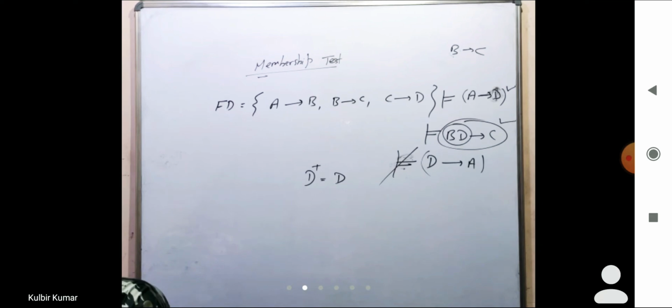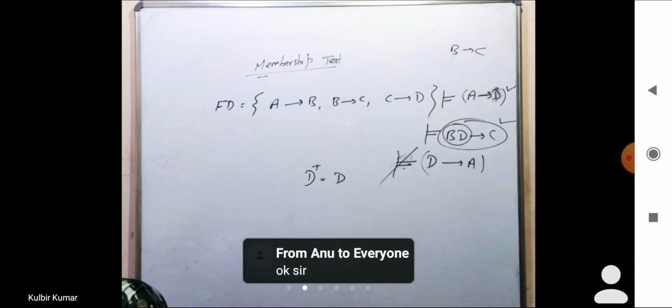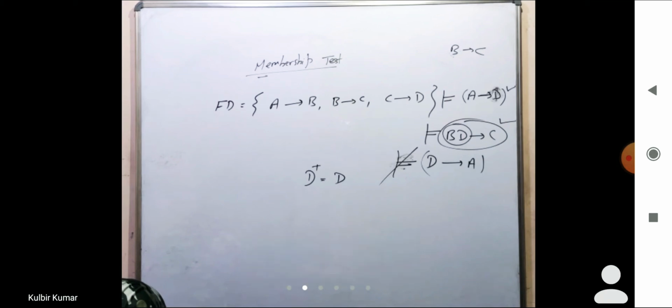Where is D goes to A? Okay, okay, okay. It's okay. Fine. Till this part, is it clear or not? Yeah, it's clear to all.